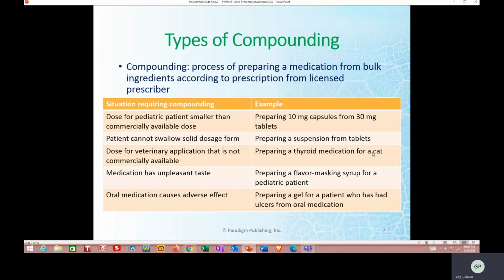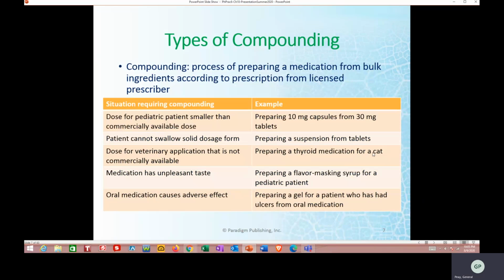Okay, so let's start from slide 7, types of compounding. So first, I need you to know what the definition of compounding is. This is the process of preparing a medication from bulk ingredients according to a prescription from a licensed prescriber. So when it says bulk materials, they basically mean raw materials or raw ingredients.